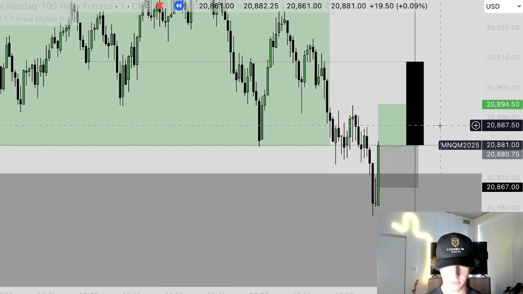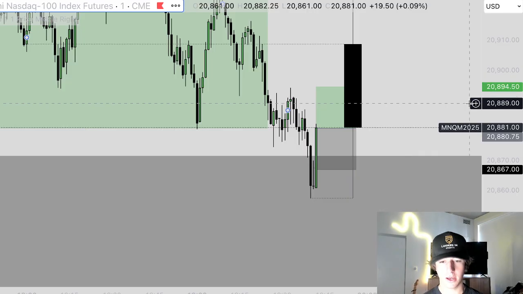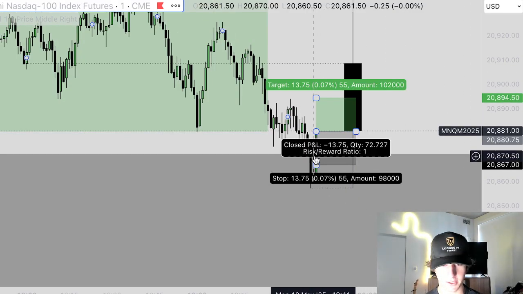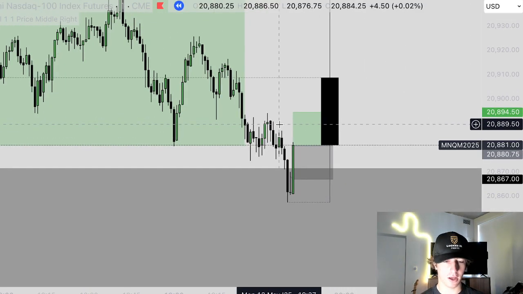And again, more importantly, we put in the low of the 4 hour. Now, stop loss and take profit placement. Again, this is why I put a lot of weight on this.